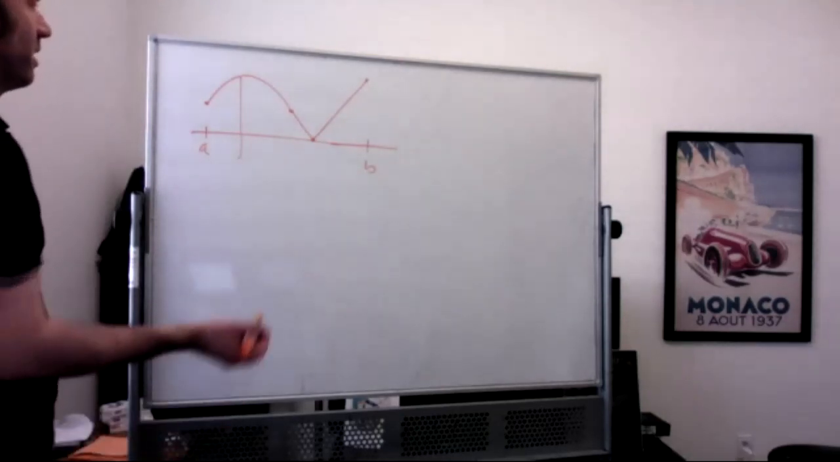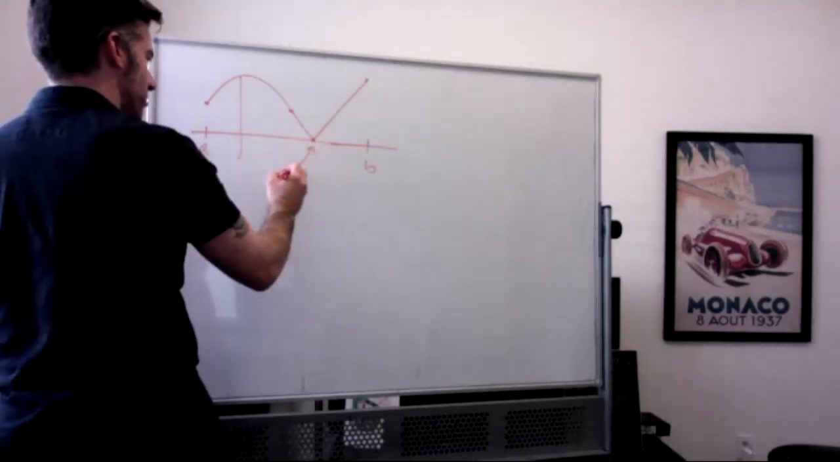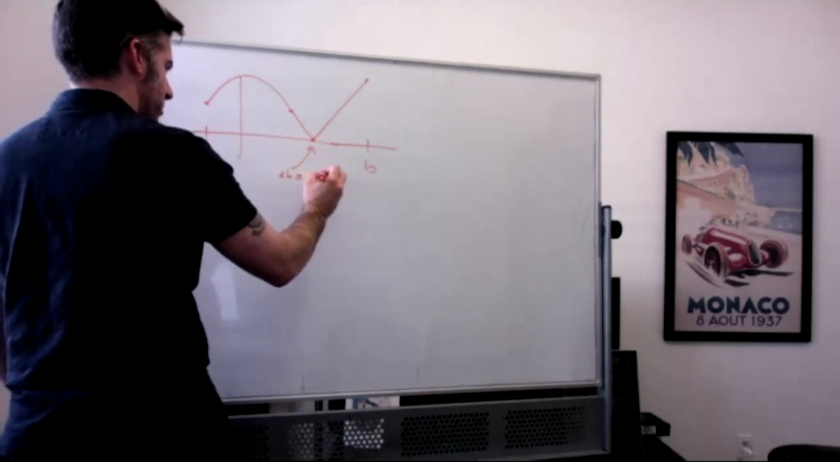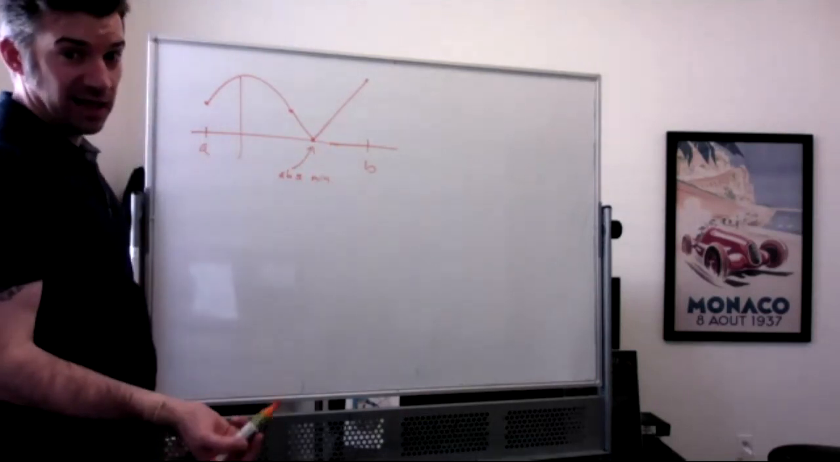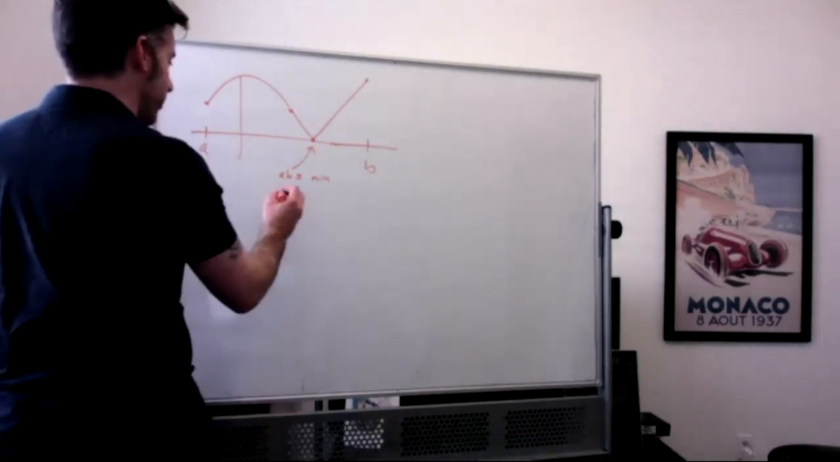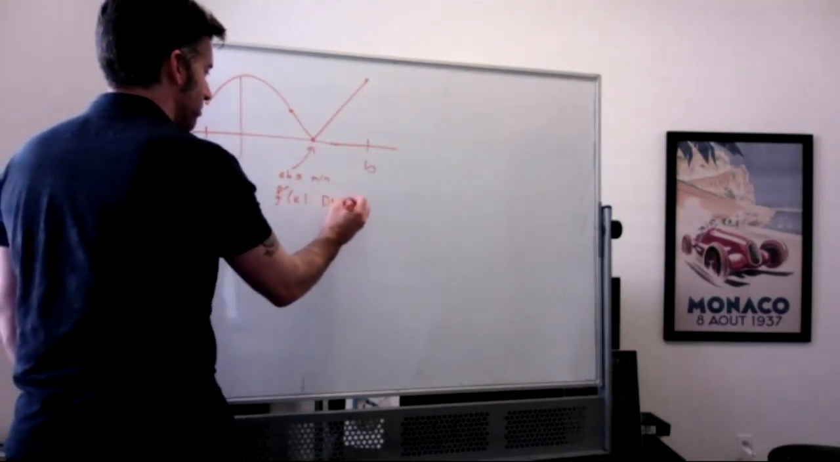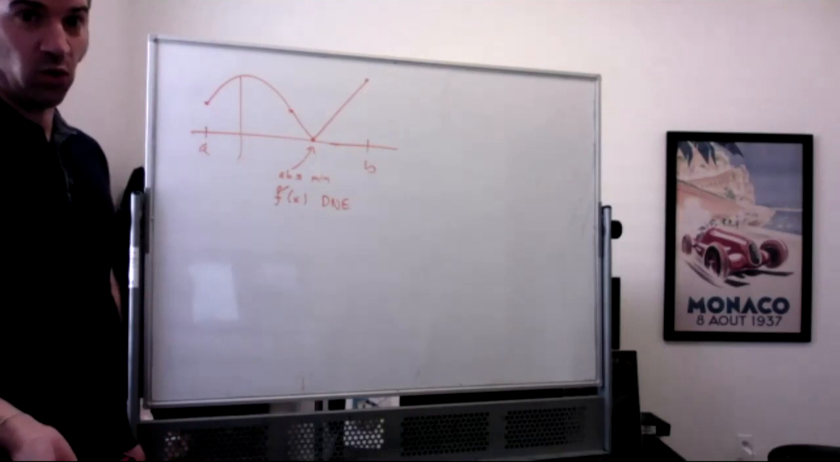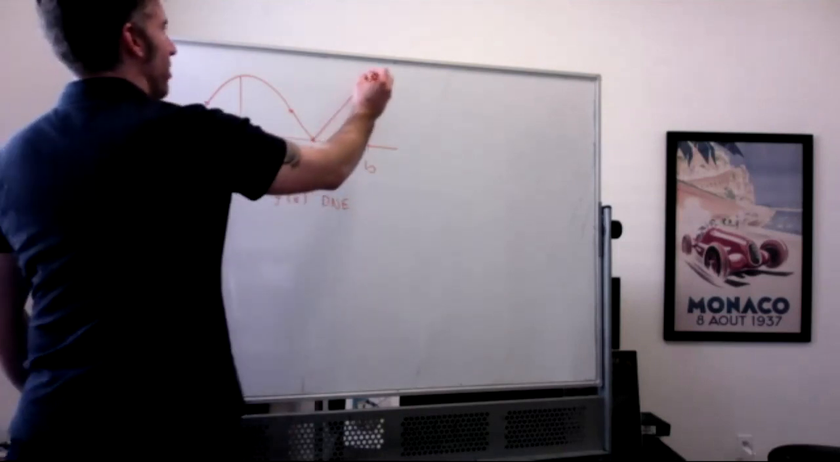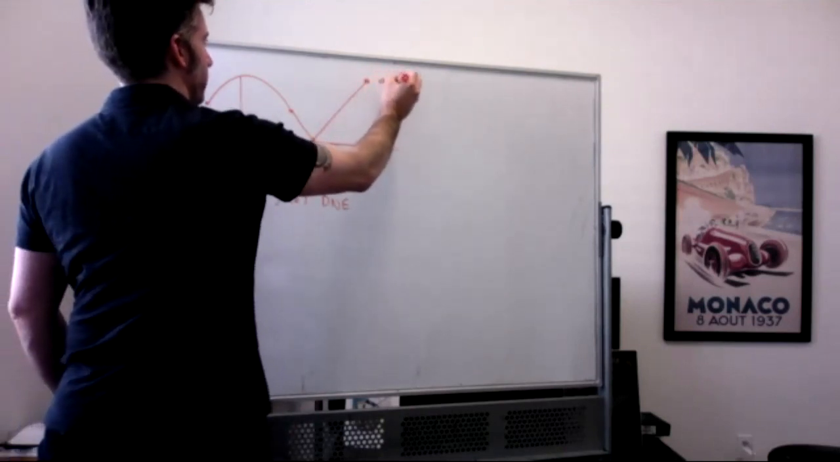And then I can see that I have an absolute minimum right there. It's not an endpoint. It is where the derivative is undefined, because it's a corner or a cusp. And then it looks like this is probably the biggest point.